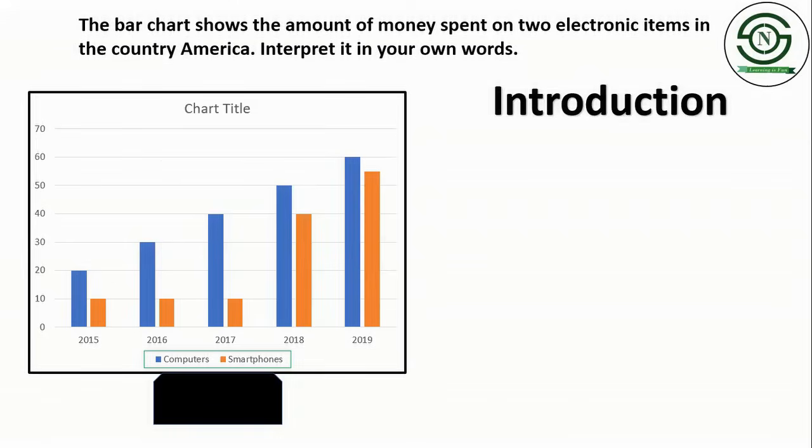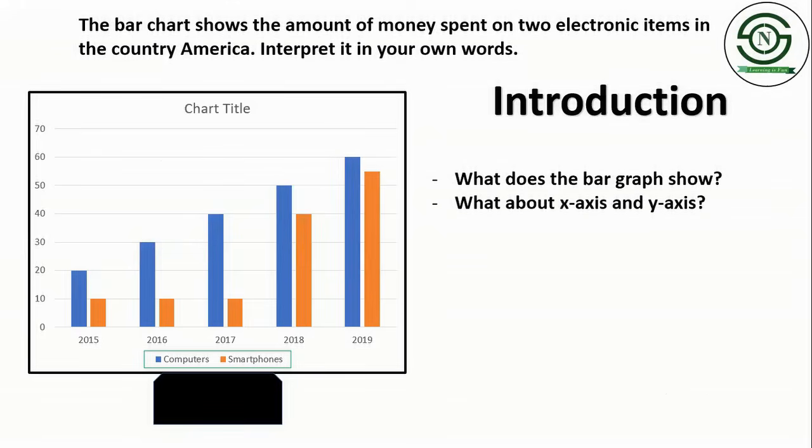In introduction, you mainly write two things. Whenever you read the question and see the bar graph, try to answer this question: what does the bar graph show? And next, when you see the bar graph, you notice the x-axis and y-axis. As I'm showing you here, this is the x-axis and this is the y-axis. So what does the x-axis represent and what does the y-axis represent? When you answer these two questions, then your introduction is done.